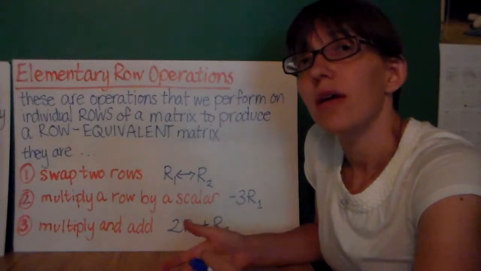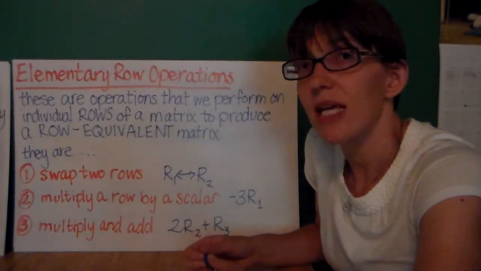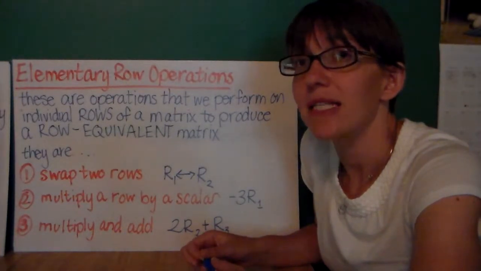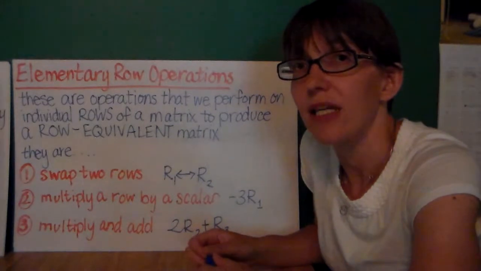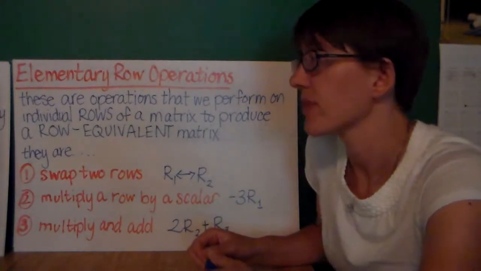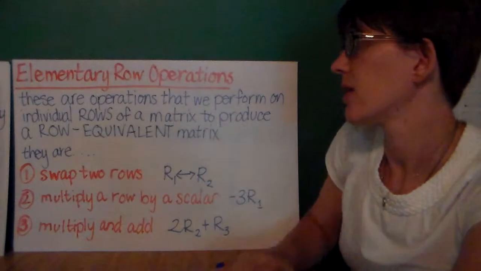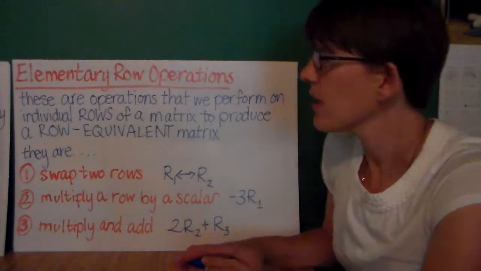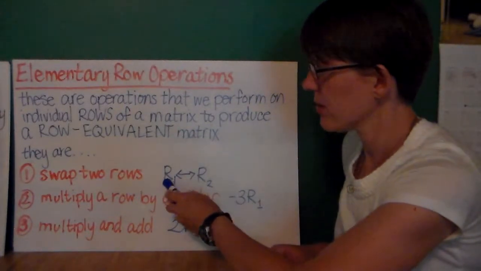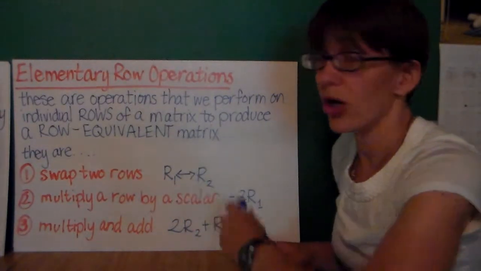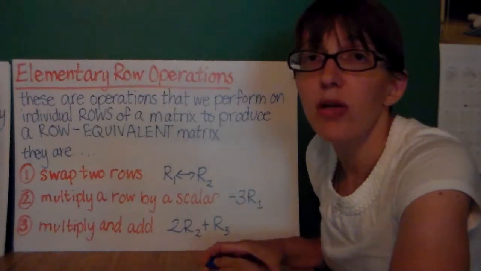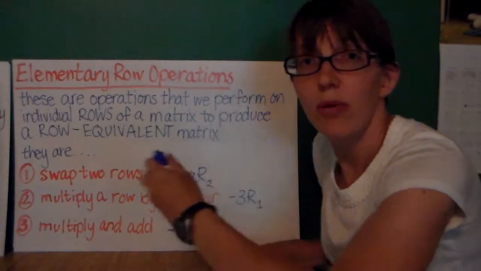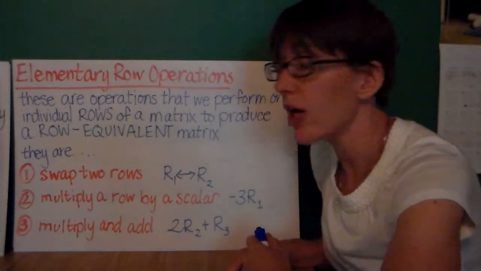Now this row equivalent matrix represents a system of equations that would have the same solution set as the one represented by the original matrix. There's 3 row operations. The first one of these is swap 2 rows. Now you'll see this notated as something like R1, double arrow R2. That just means swap row 1 and row 2. Where row 1 was, you're going to write the numbers from row 2. Where row 2 was, you're going to write the numbers from row 1.